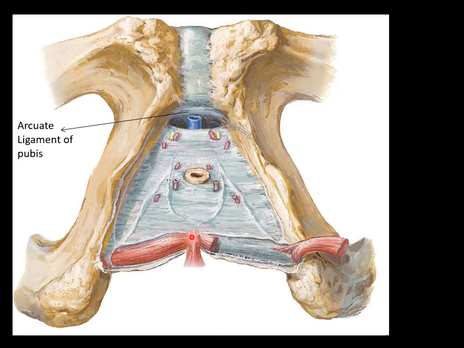Just remember about it. In a few minutes we are going to discuss it in detail. The transverse perineal ligament, and here you can identify the arcuate pubic ligament, the posterior aspect of the perineal membrane, and how it descends and blends with the fascia over the superficial transverse perineal muscles.